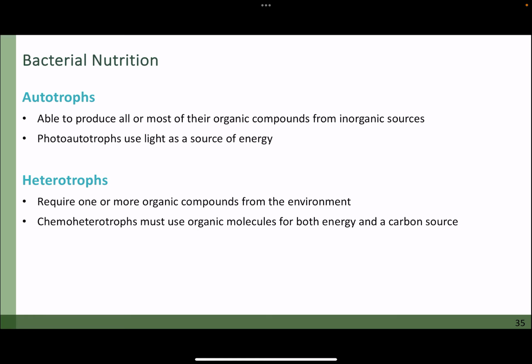We also have heterotrophs. These are organisms that cannot build their own organic compounds. Instead, they have to get their organic molecules from the environment. In other words, they have to consume them. So you and I are heterotrophs. Many eukaryotes are heterotrophs. Basically, for eukaryotes, if they're not performing photosynthesis, they're probably heterotrophs. But bacteria and archaea can be either one. Some groups will act as autotrophs, others will act as heterotrophs.